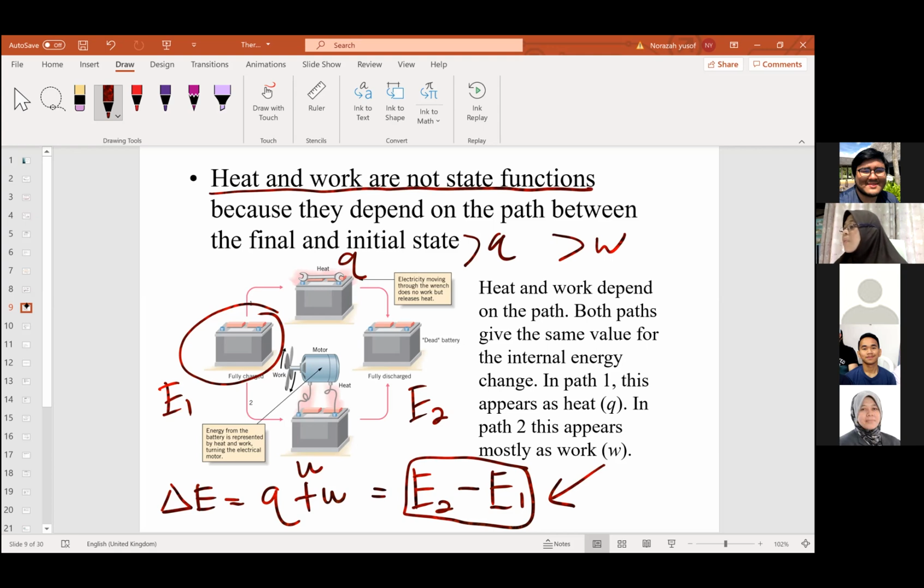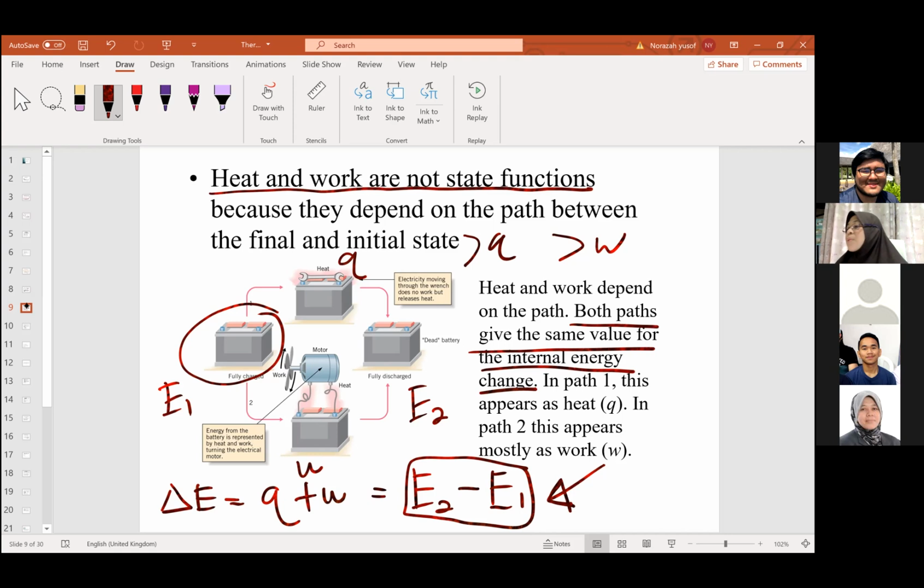Heat and work depend on the path. Both paths give the same value for internal energy. This is for internal energy, which means it isn't affected by whichever path we choose. We want more Q or less W, or more W or less Q, but in the end, we will have the same change.